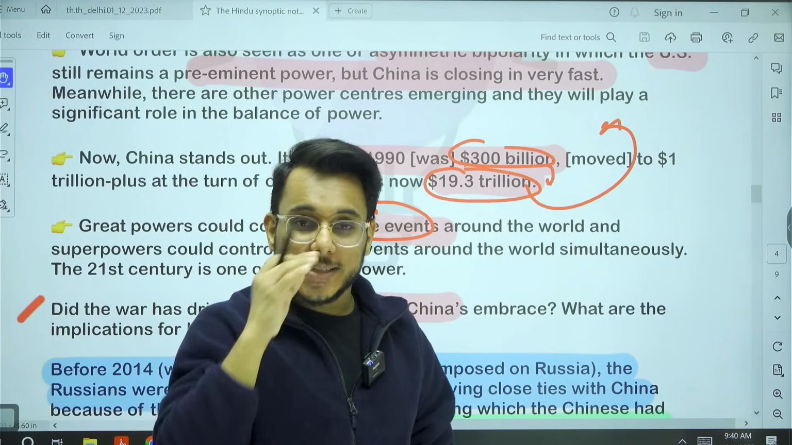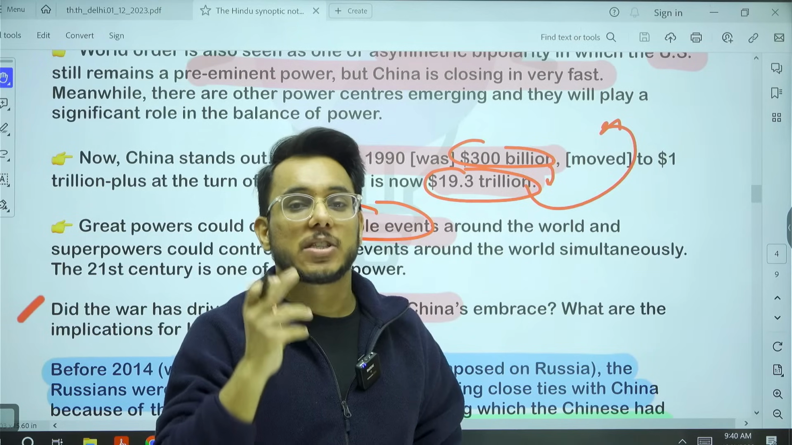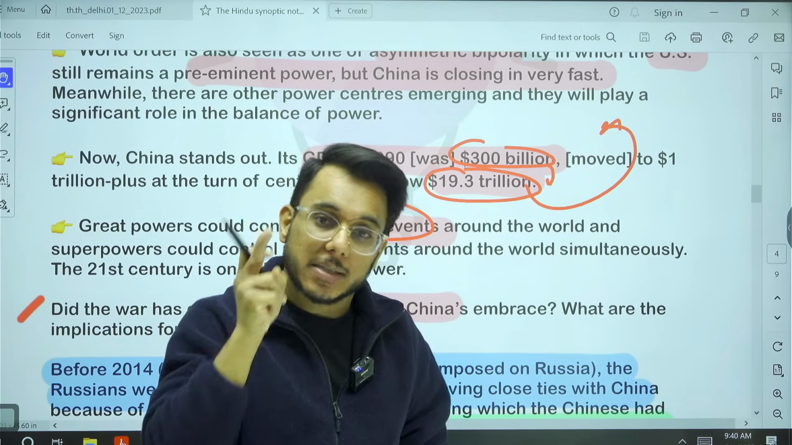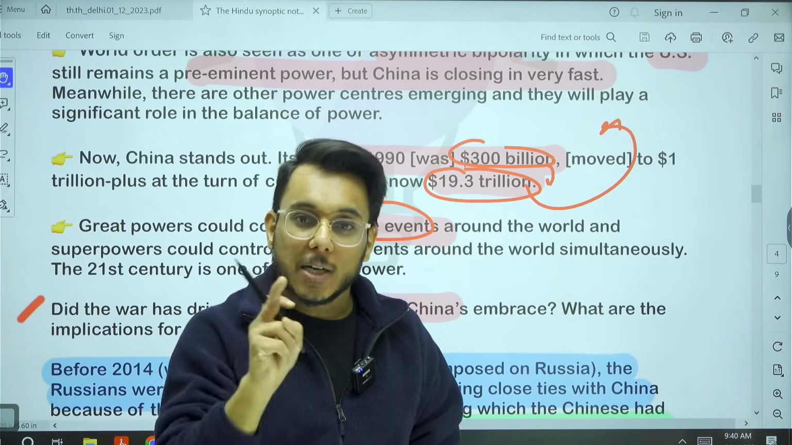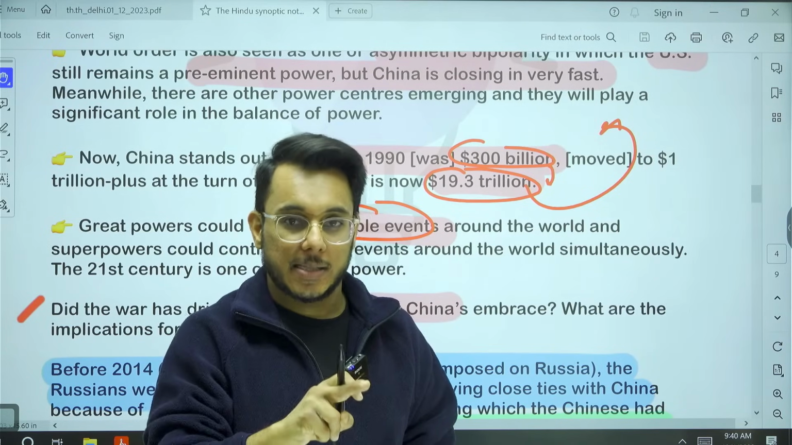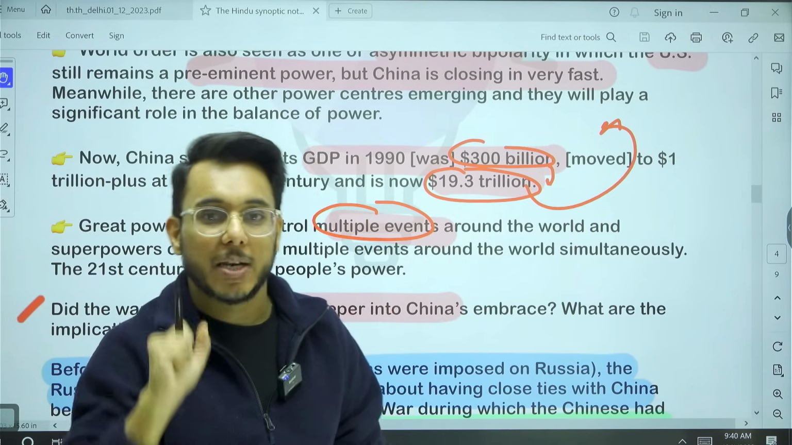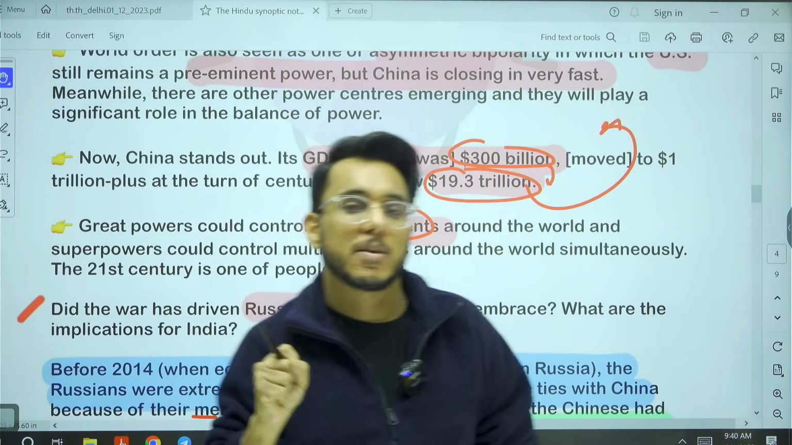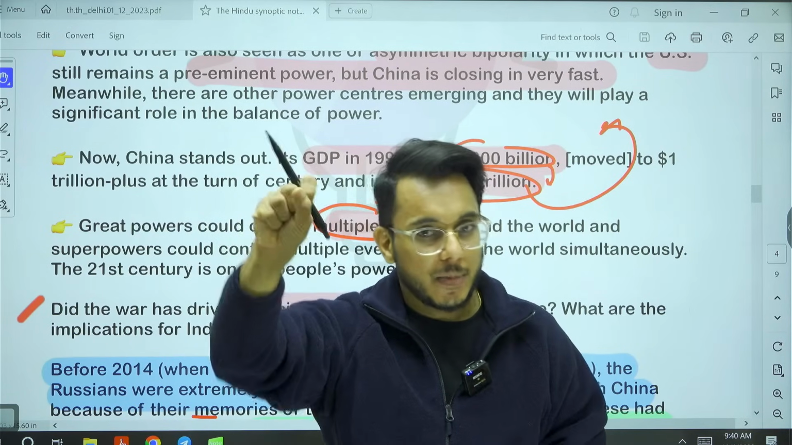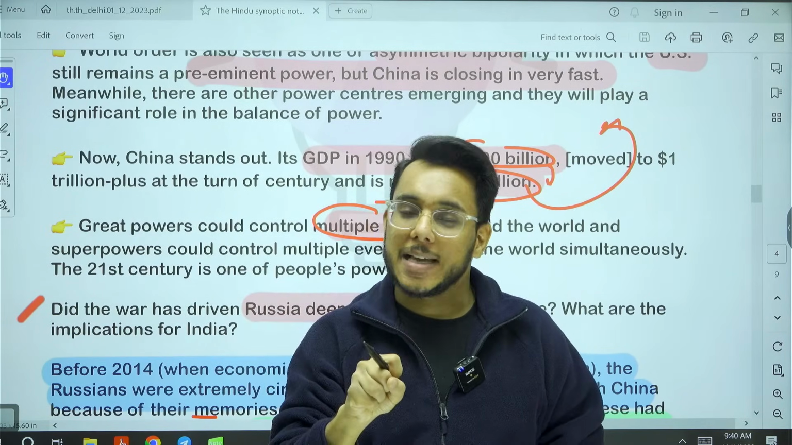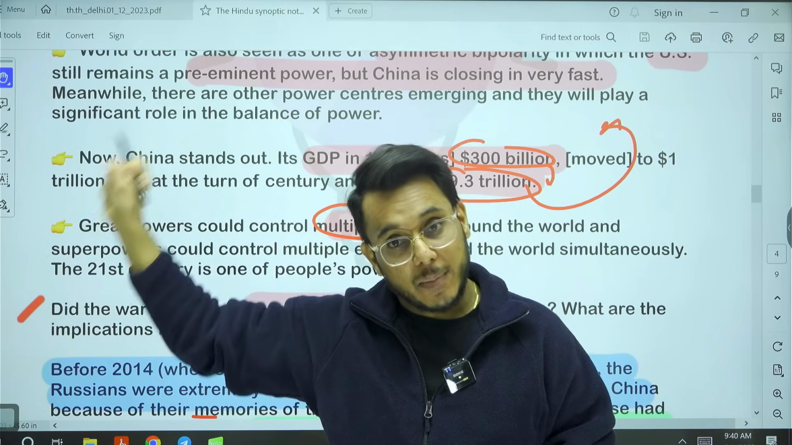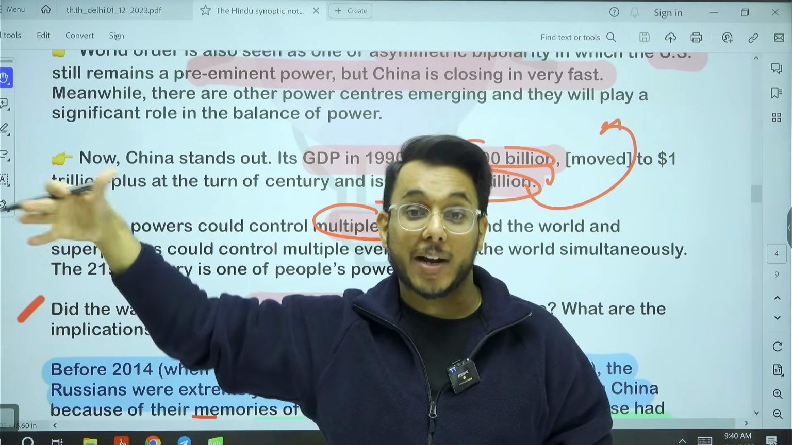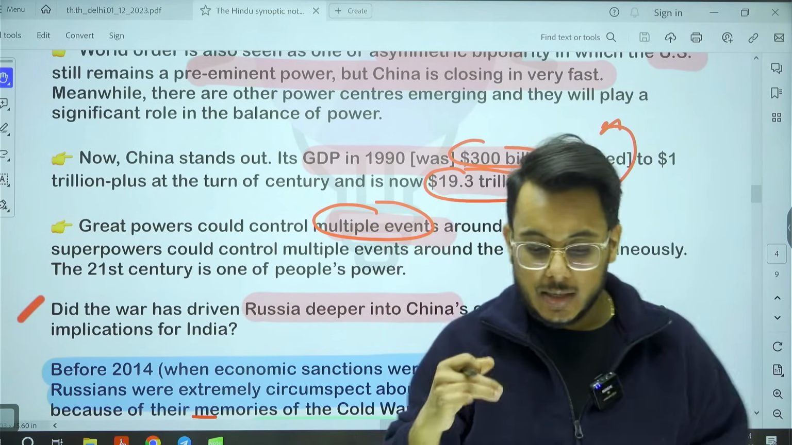So basically, great powers are those powers which can control multiple events, and superpowers are those countries which can control multiple events simultaneously. For example, USA. Right now, USA is involved very actively in Russia-Ukraine, in Europe, and at the same time with Israel it is actively involved, and at the same time in the Indo-Pacific it is involved to contain China. So these are the superpowers.